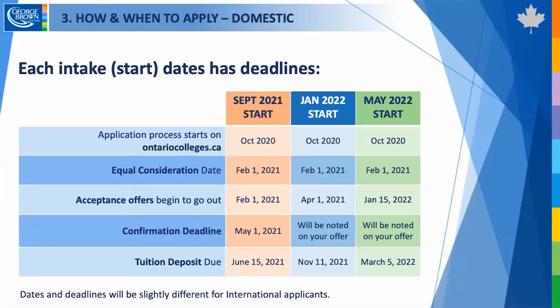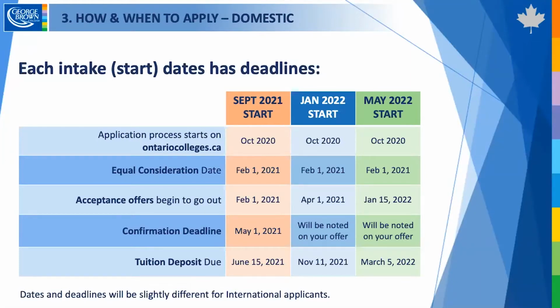Now, if you are a domestic student, the application starts in October at ontariocolleges.ca, also referred to as OCAS, which is probably what I'll be referring to it as throughout the presentation. So that's what I'm talking about when I say OCAS, is your application center. When you apply to start in September, the applications will open in October of the previous year. And then there is what we call an equal consideration date, which means that everybody who's gotten their applications in by February 1st will be considered equally for the programs.